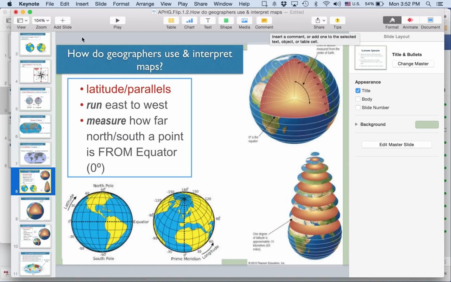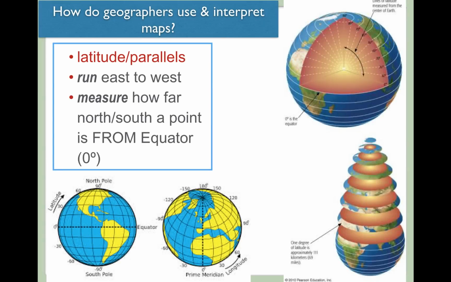My apologies, I had a bit of a typo. I'll clarify that. Latitudes, also known as parallels, run east to west on the Earth, as you see in the top right-hand corner. You see those lines that run from east to west.